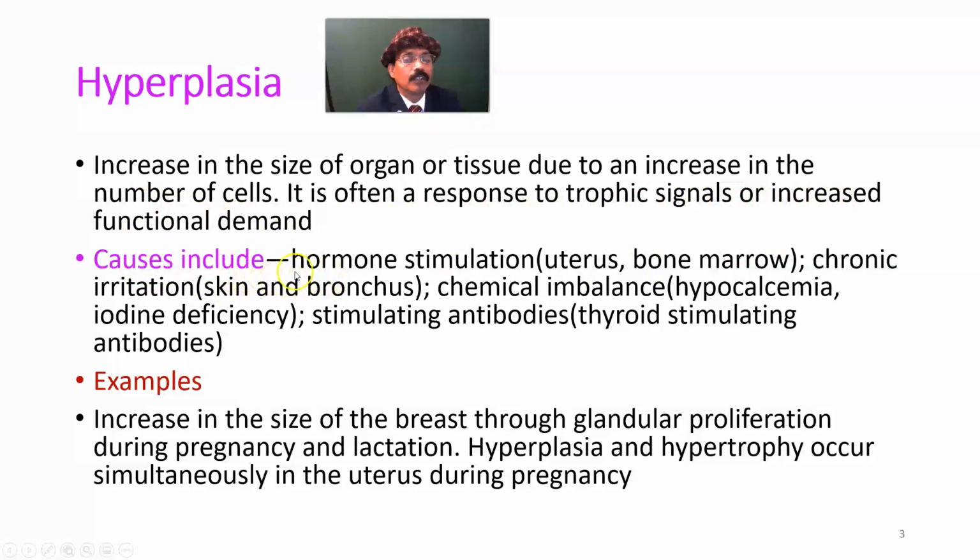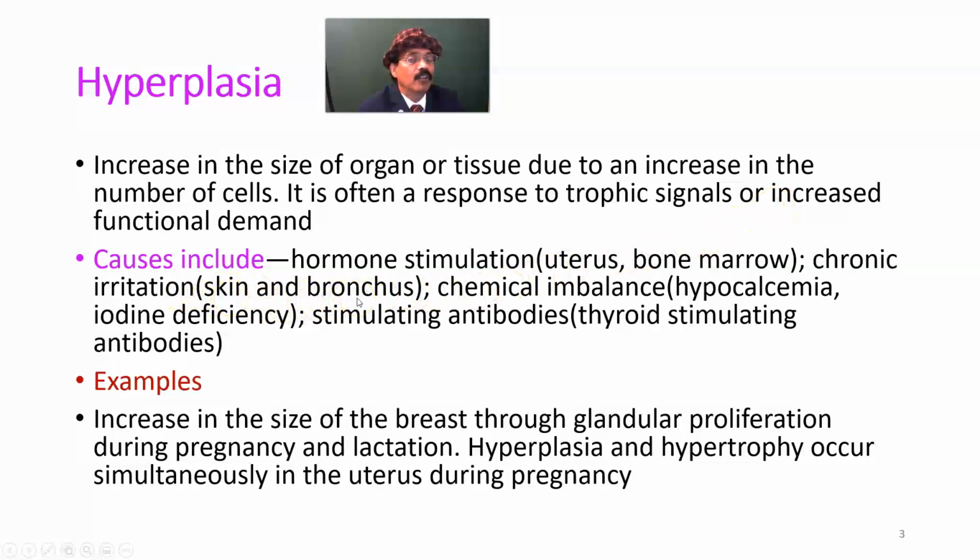Causes include hormone stimulation of the uterus. During pregnancy, you have a lot of estrogen, progesterone, and HCG that will stimulate the uterus to grow by hyperplasia, also by hypertrophy. Bone marrow: in any region, there is release of erythropoietin. In high altitude living persons or persons with other chronic disease, that erythropoietin will stimulate the bone marrow. Chronic irritation: in chronic irritation, skin may be thickened.